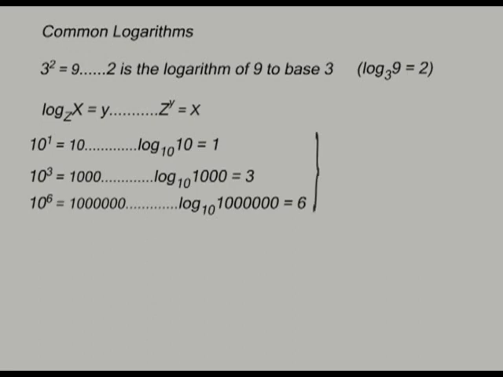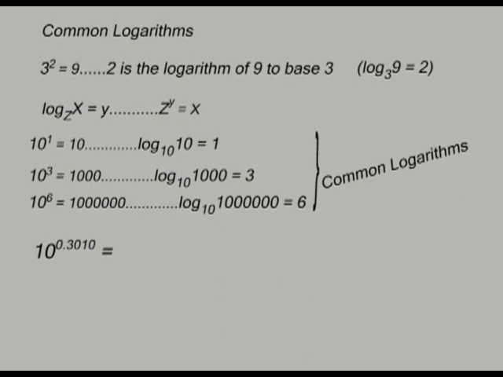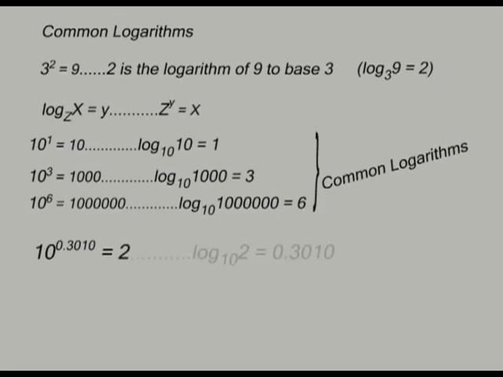When the base is 10, we use the term common logarithm. All other numbers can be expressed as logarithms to base 10. Let's try 2, for example. Get a calculator and try this. 10 raised to the power of 0.3010. It will surprise you that 10 raised to the power of 0.3010 is equal to 2. We say that log to base 10 of 2 is equal to 0.3010.